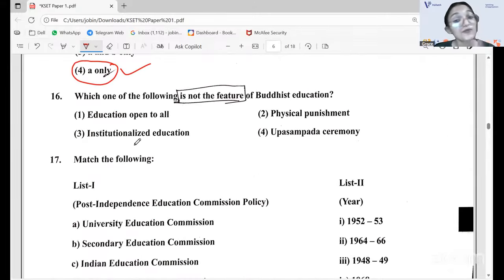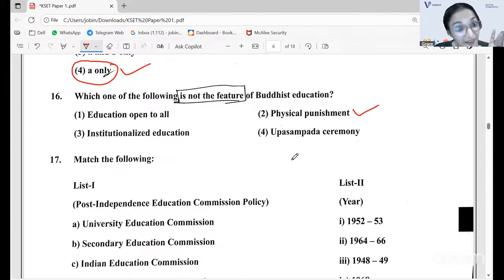Now we are moving to higher education. The first question: which one of the following is not a feature of Buddhist education? You are asked to find which is not a feature of Buddhist education. You can easily come to this answer. It is option 2, physical punishment. It is not a feature of Buddhist education.